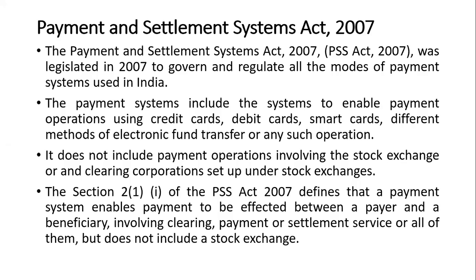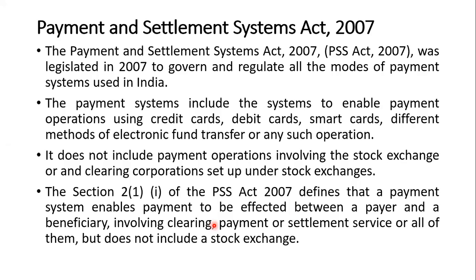It does not include any payment operation which involves the stock exchange. So anything in which a payment is made to a stock exchange, or clearing done under a stock exchange, is not covered. But apart from that, all payment systems, which include payment operations like credit card, debit card, smart card, fall under the Payment and Settlement Systems Act 2007. Right? Section 2(1)(i) of the PSS Act 2007 defines that the payment system enables payment to be effected between a payer and the beneficiary, which involves clearing, payment and settlement, but does not include a stock exchange. So that we already discussed.